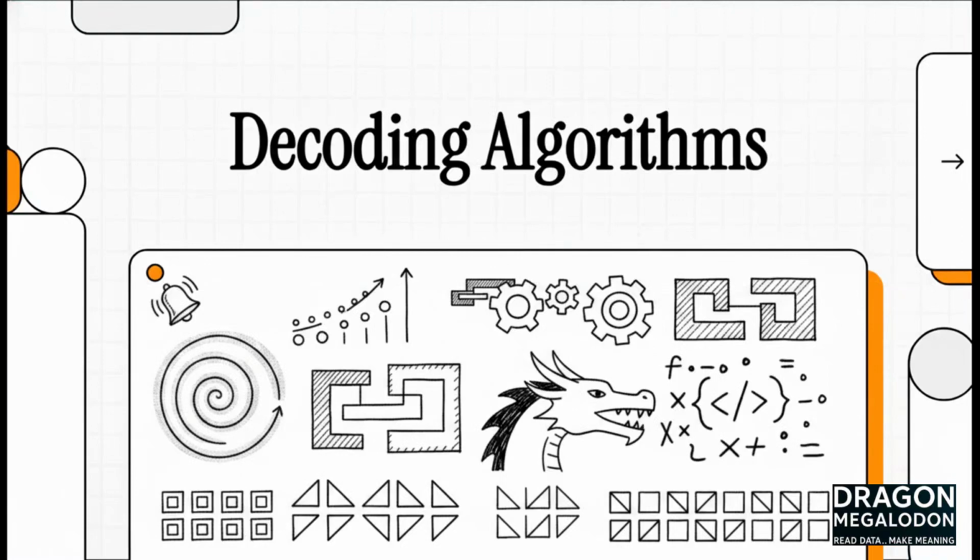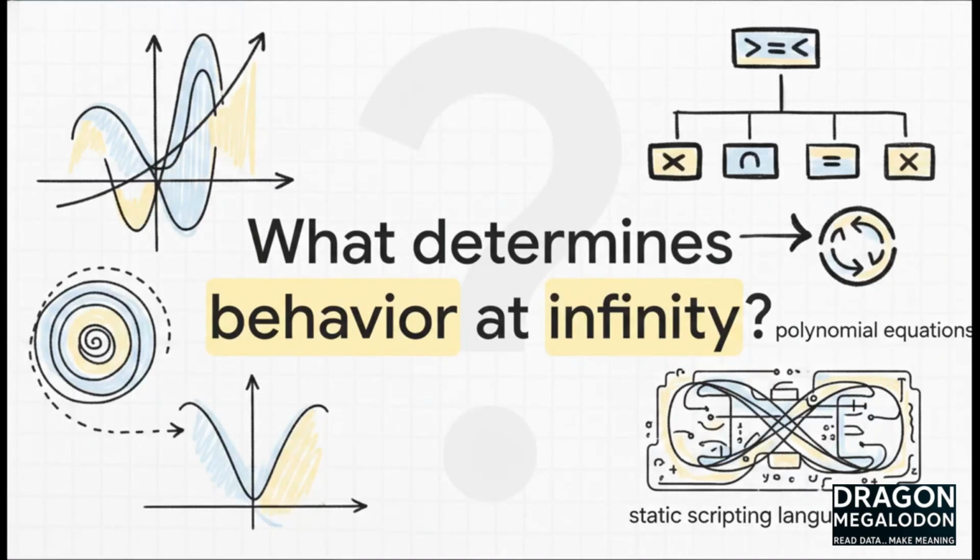Welcome back to another explainer from What Did the Code Say? I'm Dragon Megalodon, and today we're tearing apart the underlying logic that drives predictable patterns and completely runaway loops in mathematics. We're going to translate the raw syntax of polynomial and exponential functions just to see exactly what makes them tick. So here's the ultimate problem.